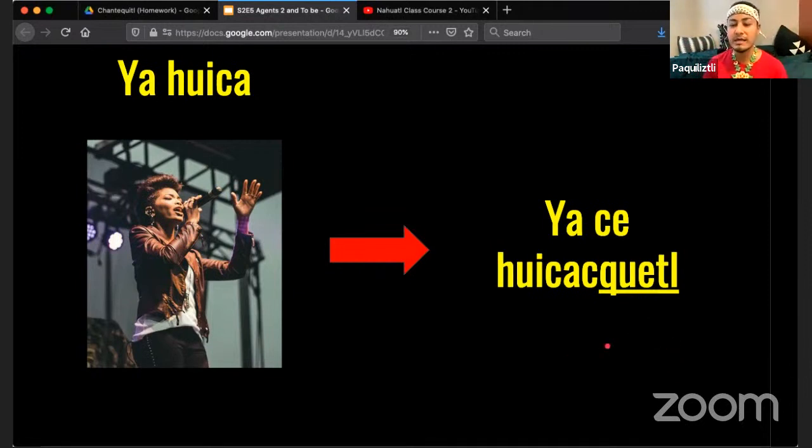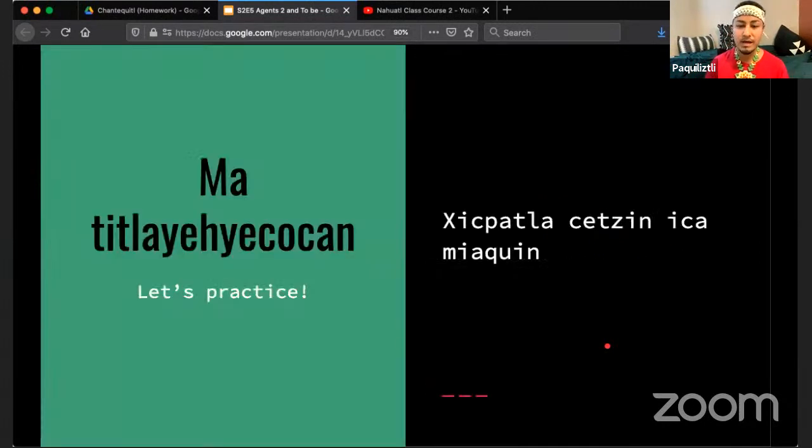So ni huicac, I sing. Se huicacet is a singer. Quali. Now, I want you to convert these same verbs from setzin, which means singular, to miyakin, which means plural. Xicpatla setzin ika miyakin. Convert singular to plural.